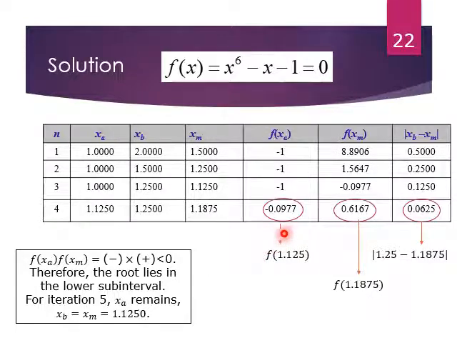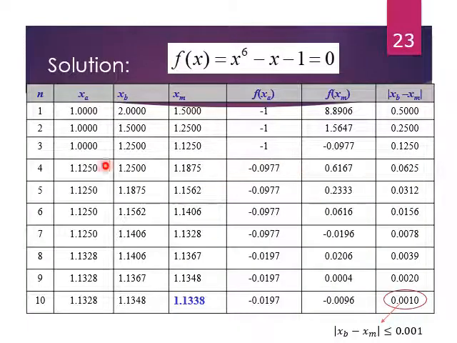You can see that the evaluation at point xa gives a minus sign, and the evaluation at point xm gives a positive sign. So minus times positive is less than 0. Therefore, the root lies in the lower subinterval. The error is 0.0625. Then we repeat the process. Just now we were at iteration 4: minus plus, and minus is less than 0. Therefore, xa remains while xb equals xm.